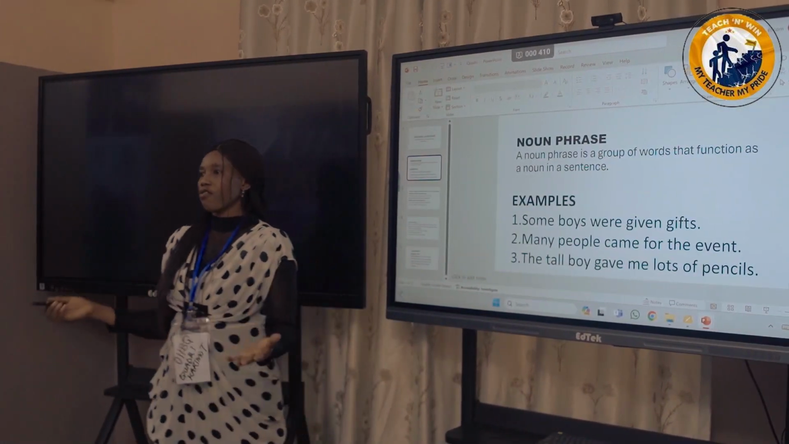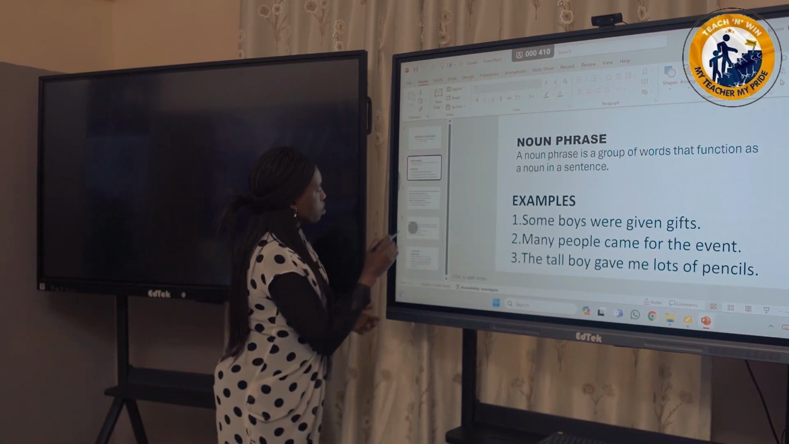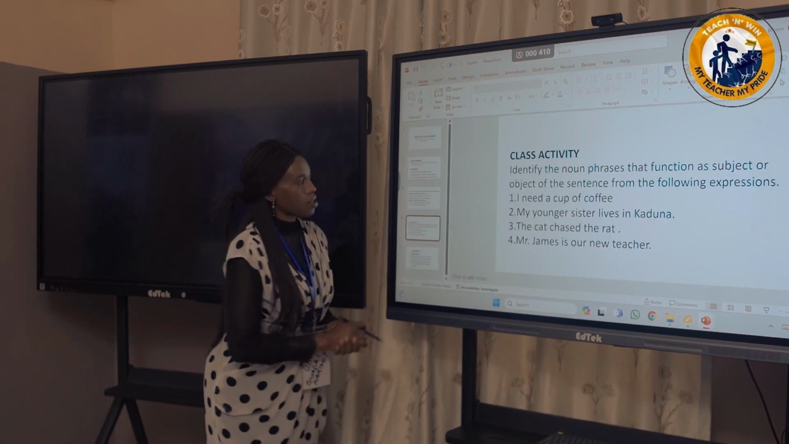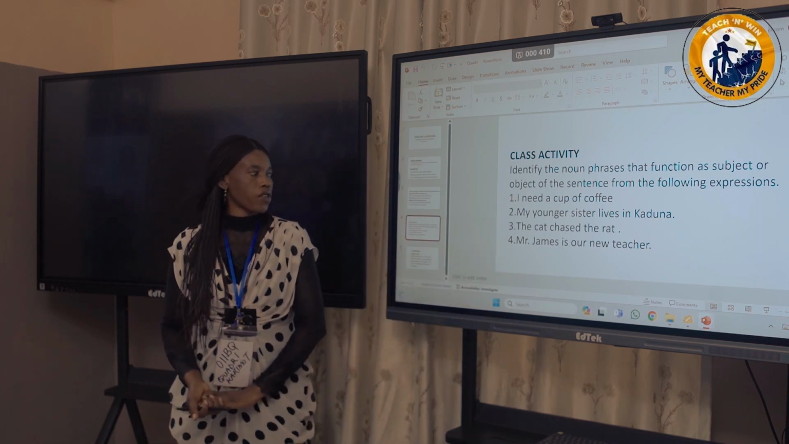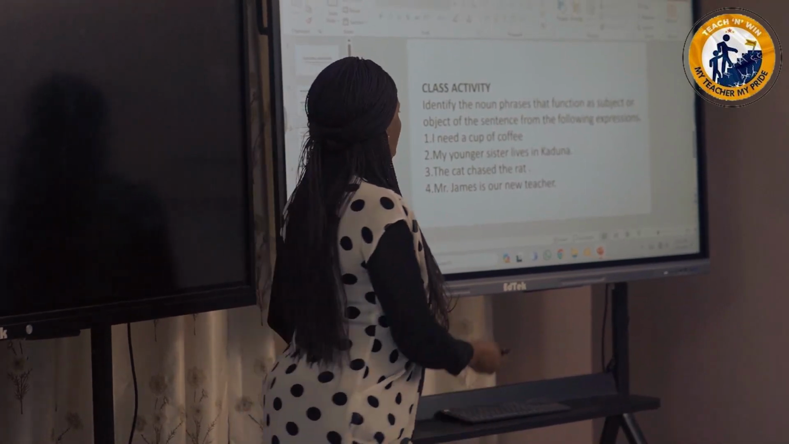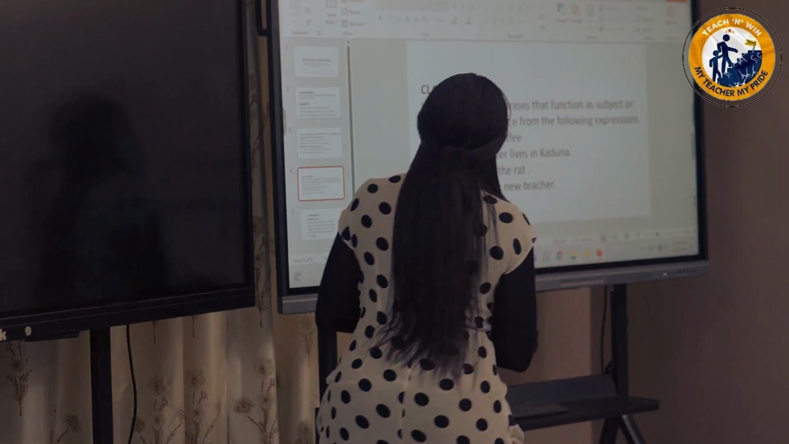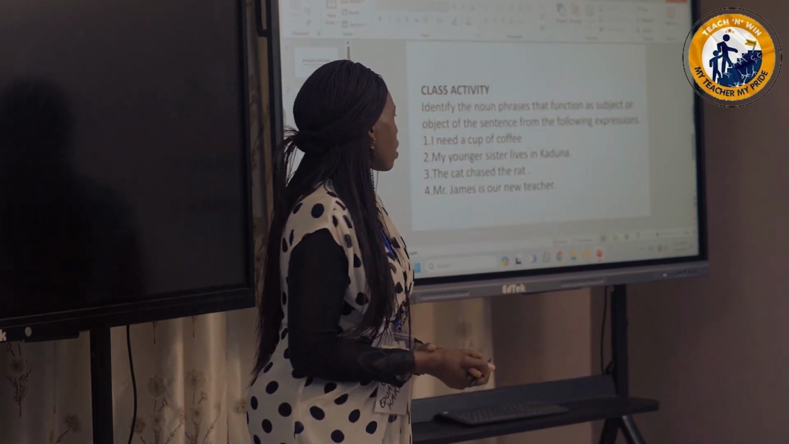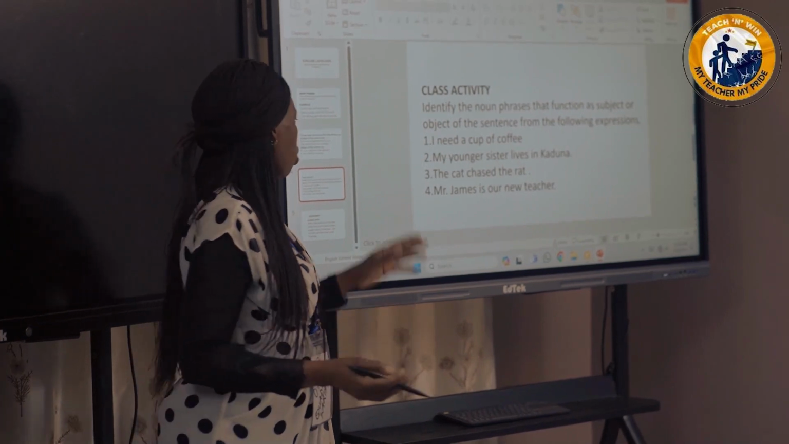Now that we are able to identify some noun phrases there, let's move on to the activity. Now, please, let's look at the first sentence. I need a cup of coffee. Can we have any noun phrase there? Sheyi, good, a cup of coffee. Okay, we have a cup of coffee here. Then, my younger sister lives in Kaduna. What is that? Sunday, my younger sister, good.